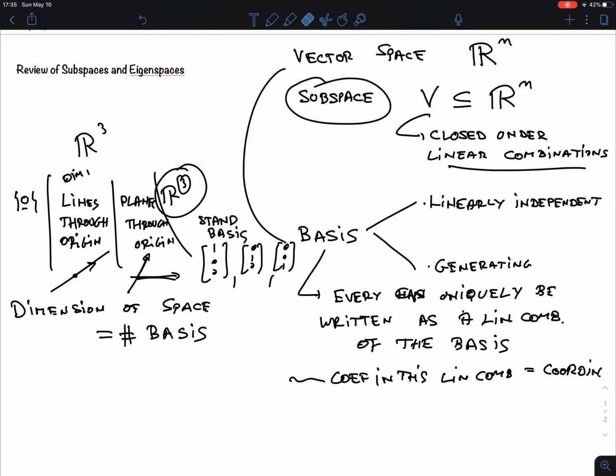Let me get rid of these tails here. So these 2 vectors then would span a plane. Okay, and so here the dimension would therefore be 2. Okay, now that's basically the theory. And then how did we get subspaces?